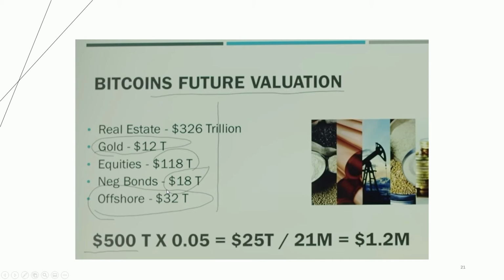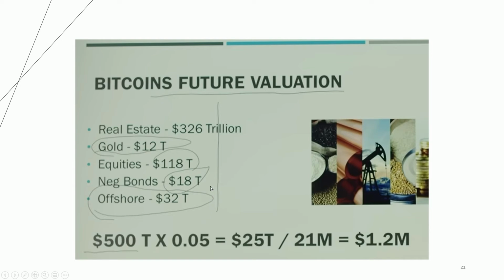Now, again, his model was pretty straightforward. He took all that 500 trillion, and then he said, just if 5% of that money moves into Bitcoin, that would be $25 trillion. And that gives it a valuation of 1.2 million. He did not give a date. We're just going to use a 2030 date as a target date. But I mean, I think this is a pretty simple model, 5%.